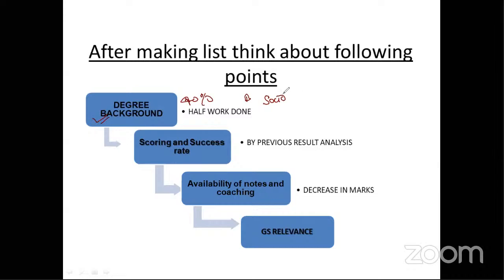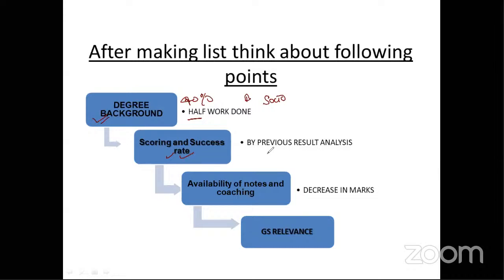आपने अगर पीजी भी किया तो उसके लिए आपके लिए बेस्ट है ये, क्योंकि फिर आपका बहुत अच्छा कमांड है उस पे. So degree background is important here. स्कोरिंग सक्सेस रेट, ये कैसे देखेंगे, इसके बारे में हम लोग एक स्लाइड शो, I will share one slide with you all, where I will show how many candidates were selected from a particular subject.